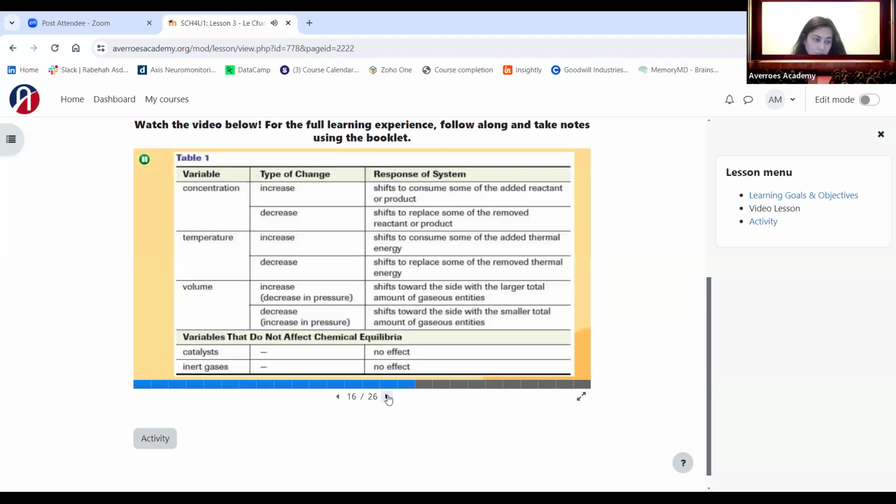Here's a nice summary figure of the variables affecting chemical equilibria. So concentration, temperature, and volume that we looked at, and then the two variables that do not affect equilibrium, the addition of catalysts or if we have inert gases present. And it tells you which type of change, if you increase or decrease concentration, temperature, or volume, and then what the response is to that system. So a nice summary table for you.